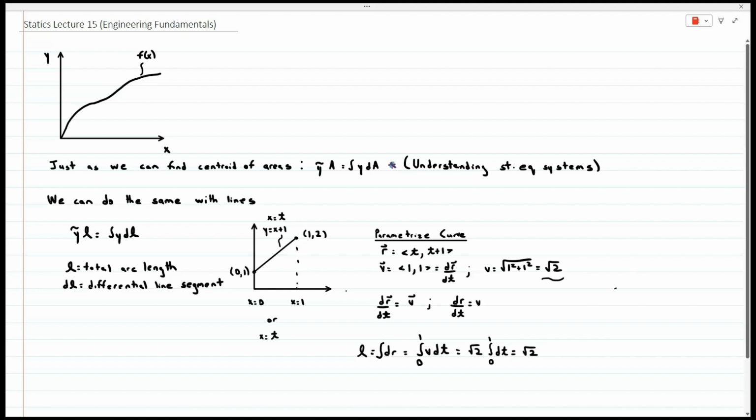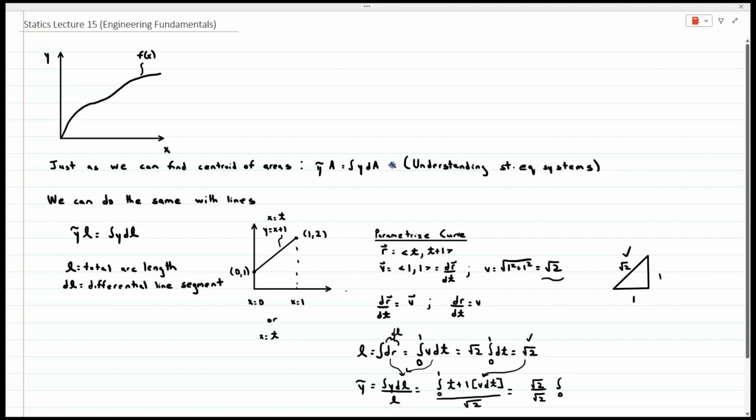This makes sense. If we draw a triangle with side lengths of 1 and 1, of course we'll get the length is root 2. Now if we're trying to find the y-coordinate of the centroid of this line, we can isolate it using that relationship shown on the left side of the screen. What is y? y is t plus 1. dl can be described by v dt. dl is just dr. And the length of that line is the square root of 2, like we found before.